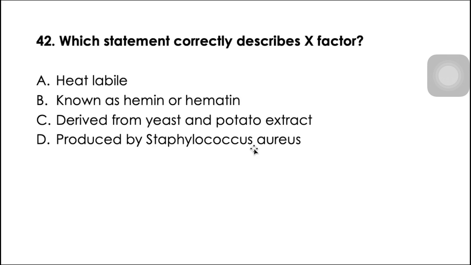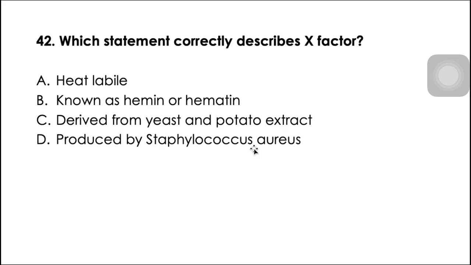Number 42, which statement correctly describes the X factor? Letter A, heat labile. Letter B, known as hemin or hematin. Letter C, derived from yeast and potato extract. Or letter D, produced by Staphylococcus aureus. Okay, so X factor again is hemin.